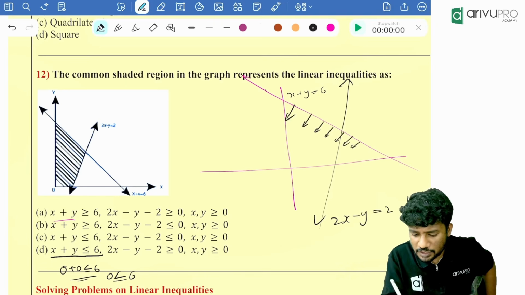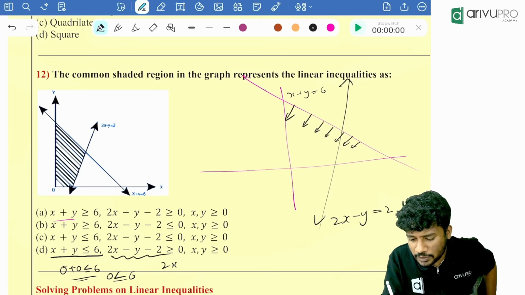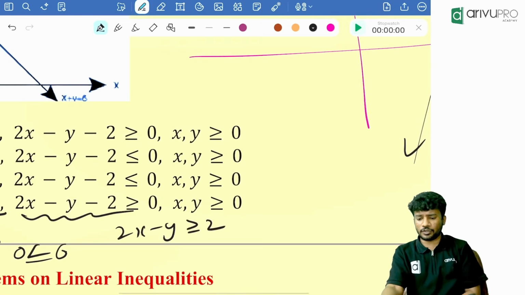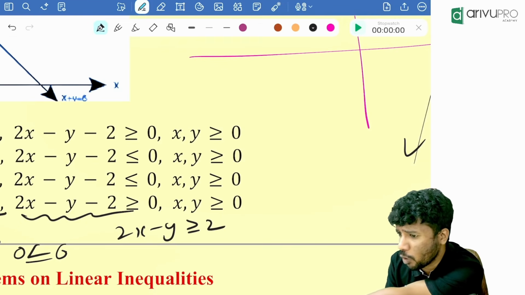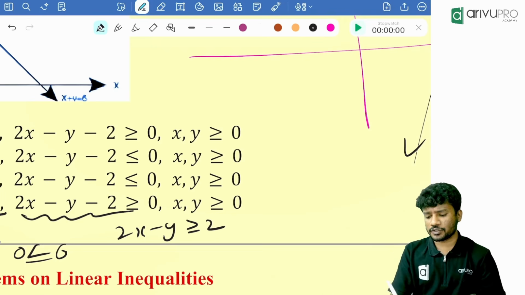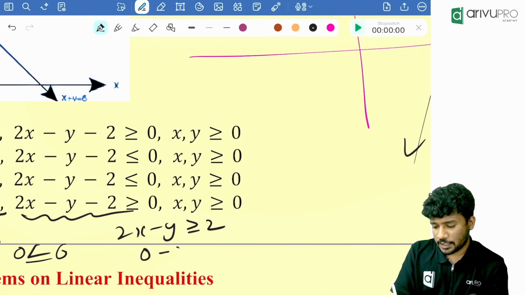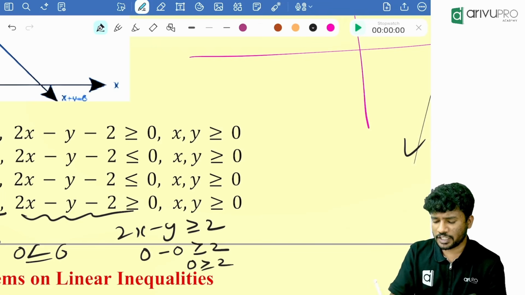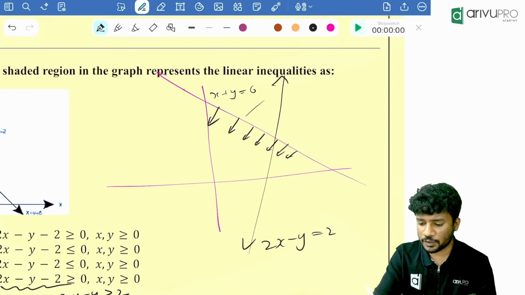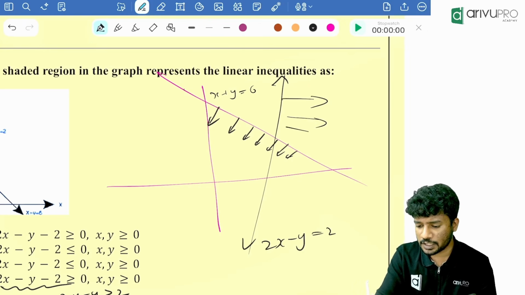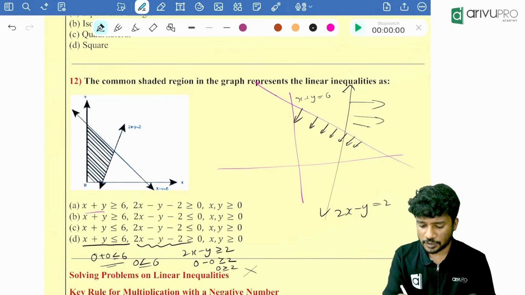Correct. Now we need to check the second one, that is 2x minus y greater than or equal to 2. Why did it become greater than or equal to 2? The 2 went to the other side. Minus 2 went to the other side, it will become plus 2. Now we will put 0, 0. 0 minus 0 greater than or equal to 2. That means 0 is greater than or equal to 2. Is 0 greater than 2? No, that means it is wrong. That means the graph should go away from the origin. This second graph should go away from the origin. Is that the case over here? No, that means option D is wrong.